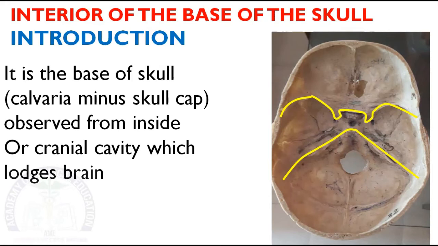First, introduction to the interior of the base of the skull. It is the base of the skull, that is calvaria minus the skull cap. If you remove the skull cap from the calvaria, that is the base of the skull that you are seeing in the picture, observed from inside. It is also known as the cranial cavity, and it lodges the brain parts.